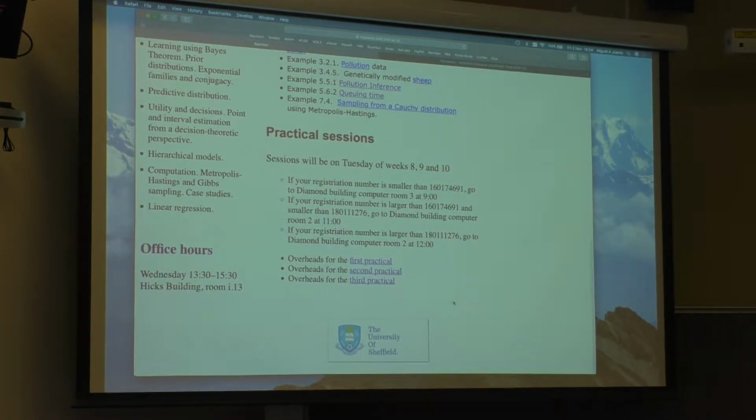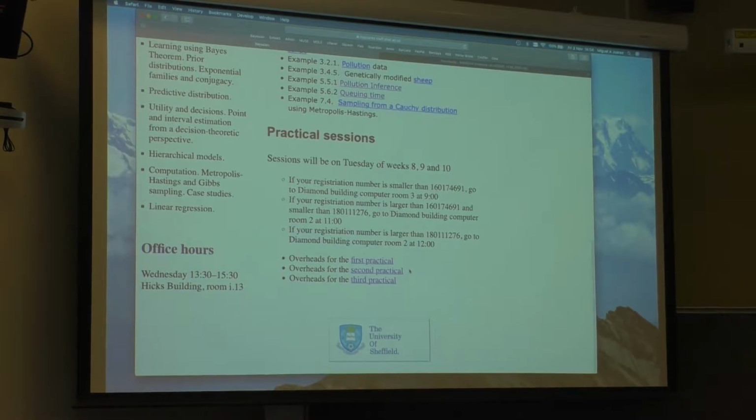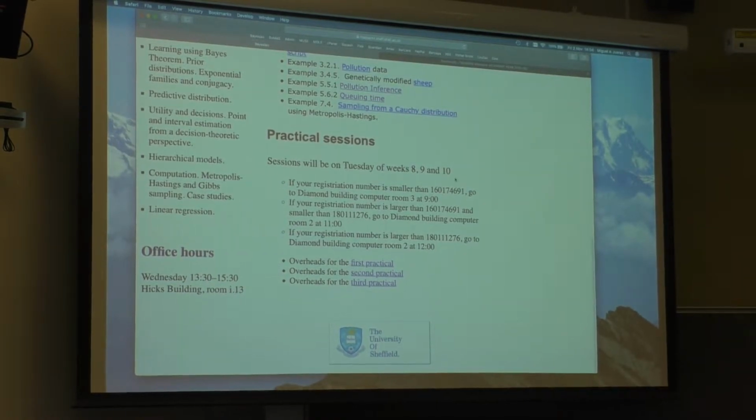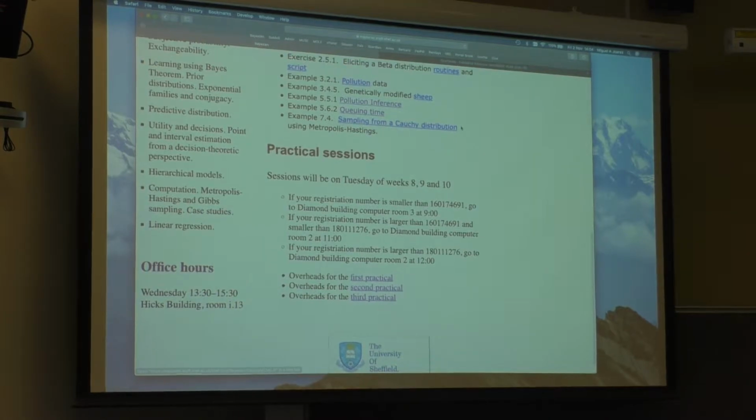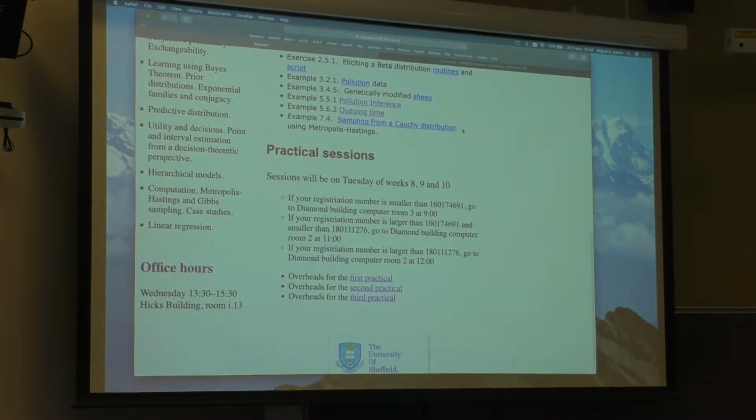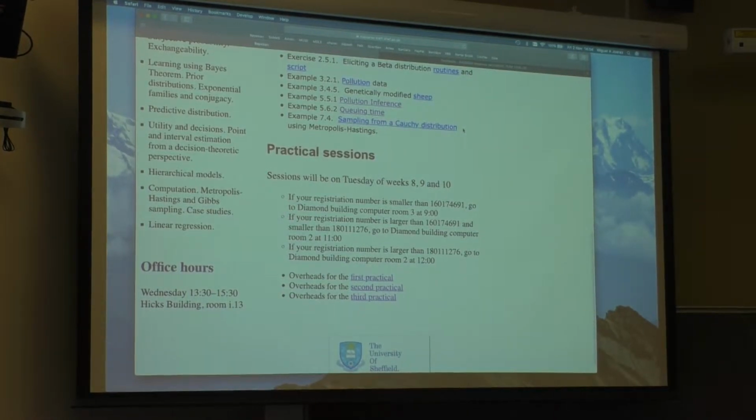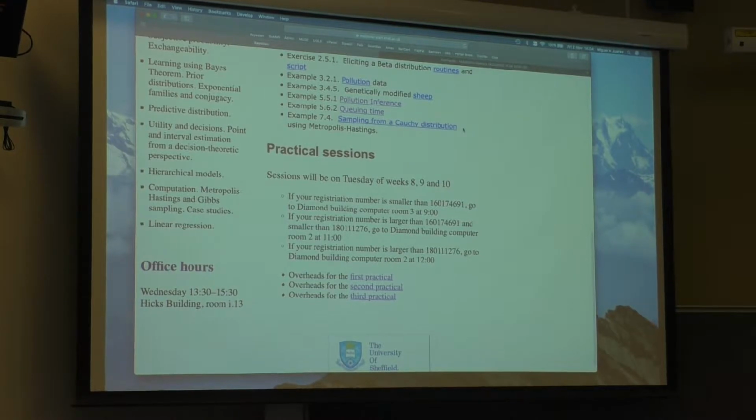Well, now that I'm there, the overheads that I will use for the practicals are also there, so you can download them. And the code that we will use in the first practical is that one. You can see the first example in chapter 7. And we will just finish chapter 5 today. So that's the kind of misalignment that we have. But we will catch up more or less quickly. Okay? Any questions so far? Okay.